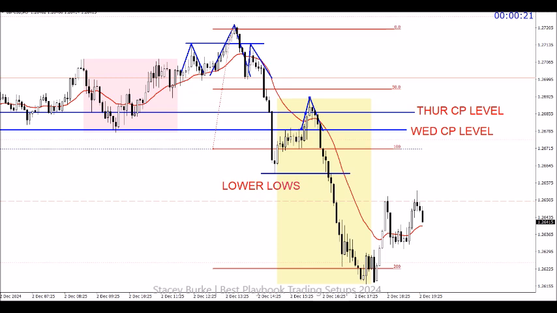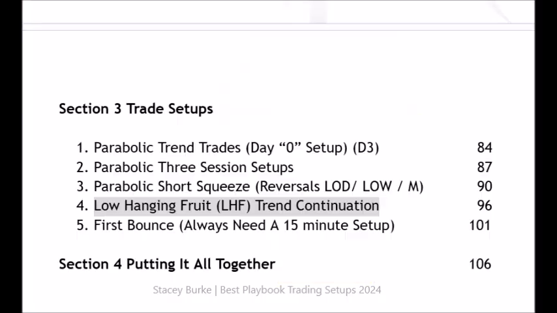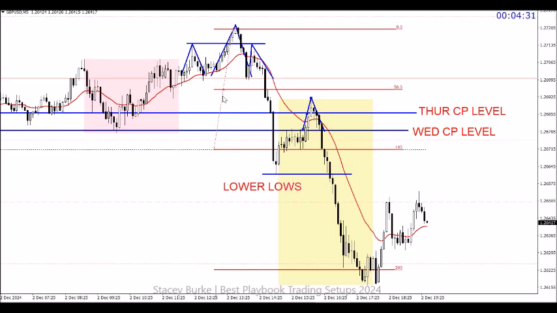The low-hanging fruit continuation trade. Again, page 96 in the playbook, keeping it as simple as possible. So one of the things that you want to consider, again, with building your muscle memory is that if the chart doesn't look this simple, then maybe it's a science project.